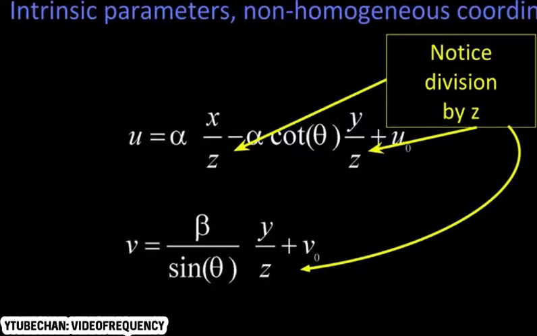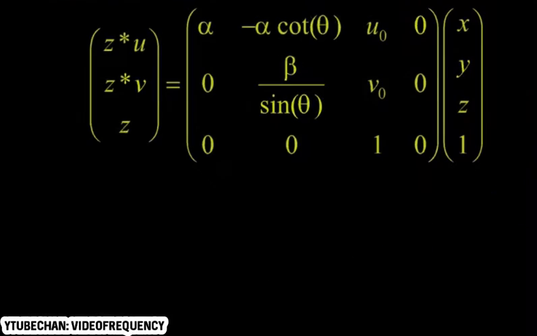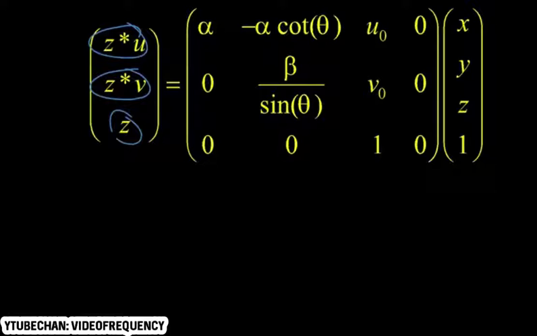And so that should tell you that, see, I wrote up here intrinsic parameters in non-homogeneous coordinates. Well, guess what? We're going to move to homogeneous coordinates by putting this whole thing in a matrix formulation. So now we can express the whole thing in homogeneous coordinates. Notice that here we have z times u, z times v, z. So later when we convert back from homogeneous to non-homogeneous, we divide by z and we get what we want.